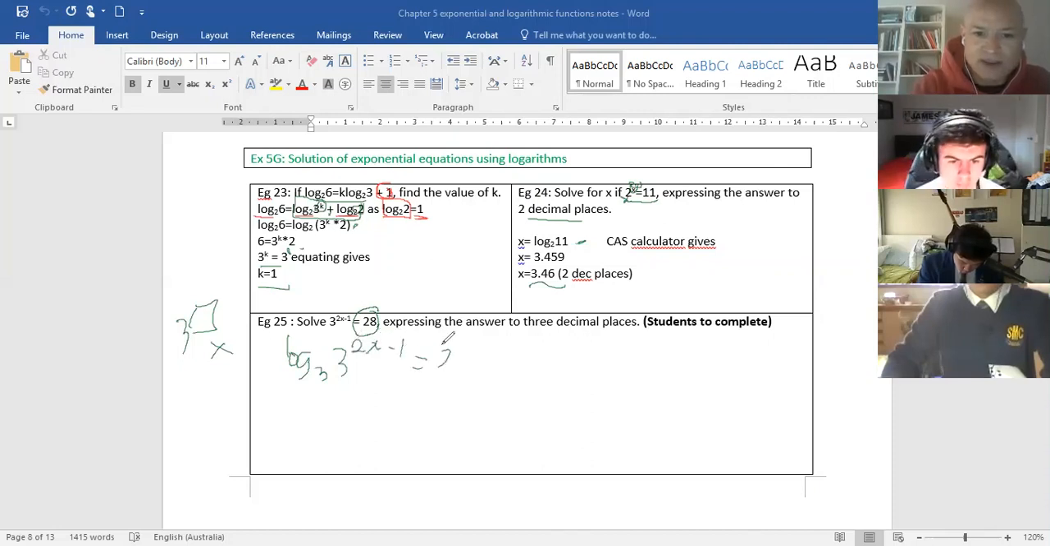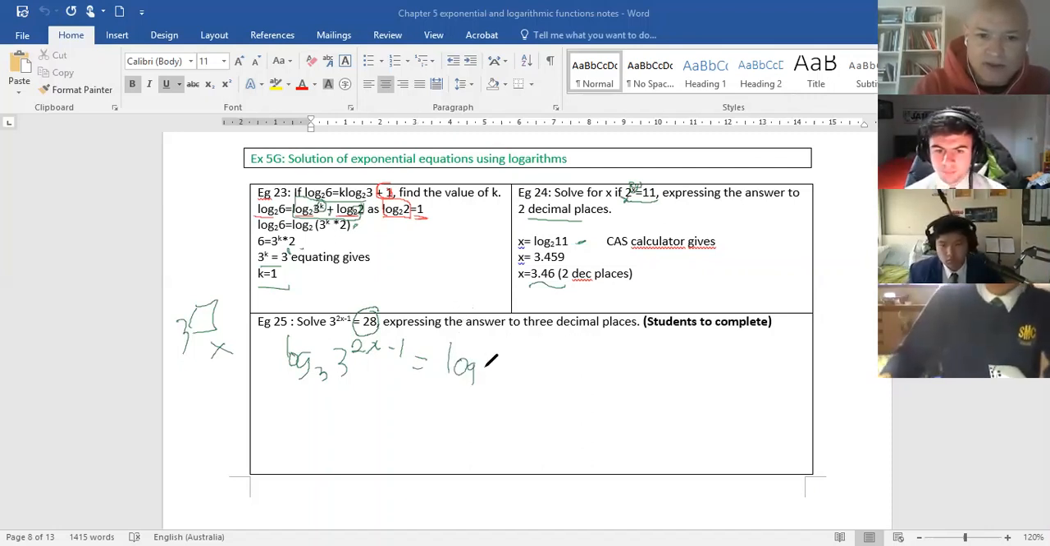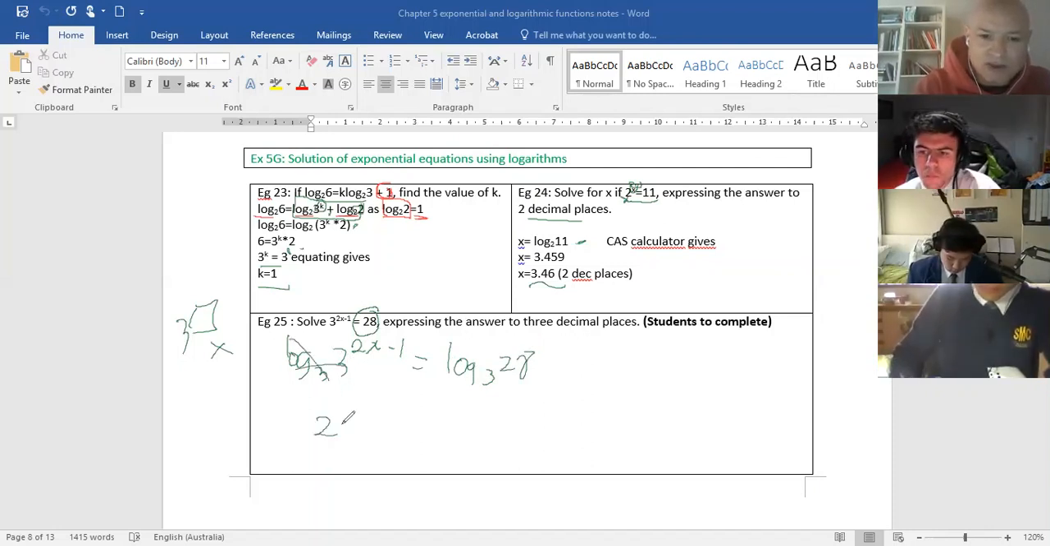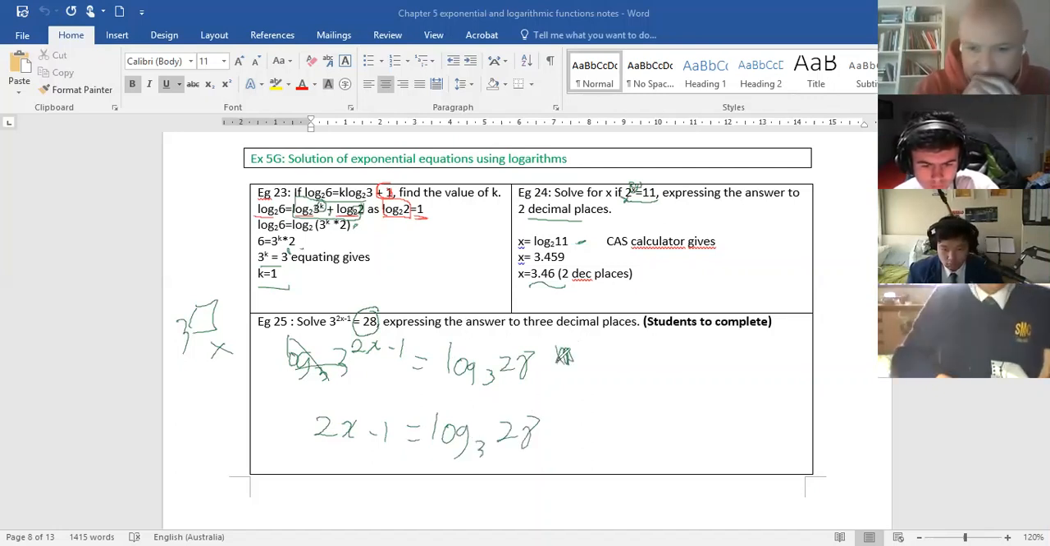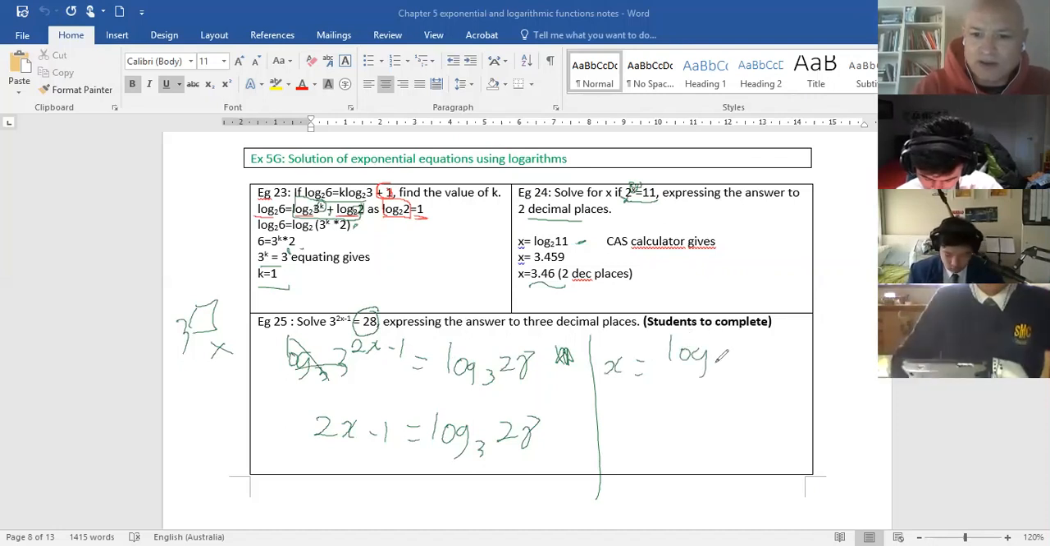And you don't have to write this line that I'm writing right now, log 3 of 28. You can get rid of this automatically and just write 2x minus 1 equals log 3 of 28. So I will skip this line completely. Then, of course, to get x, I'm going to add my 1 and divide by 2. So x will equal log 3 of 28 plus 1, all divided by 2.